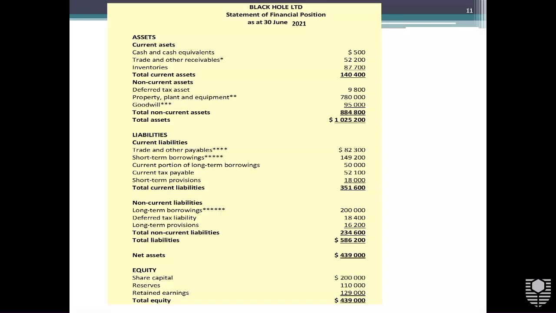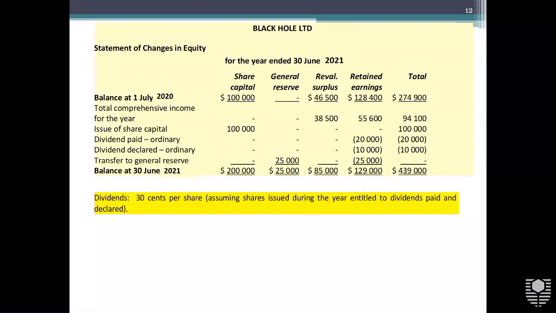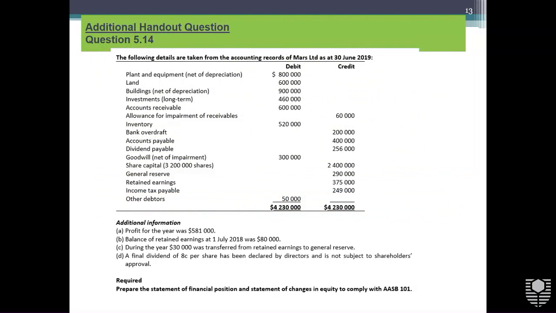All right. Shall we start having a little look at where we're at? Okay, so let's have a look at the question and then we'll have a bit of a read of the additional info. So we know we've got plant and equipment net of depreciation. That means the asset cost minus depreciation equals that 800,000. We've got land and we've got buildings net of depreciation. We've got long-term investments, so that tells you it's going to be a non-current item.